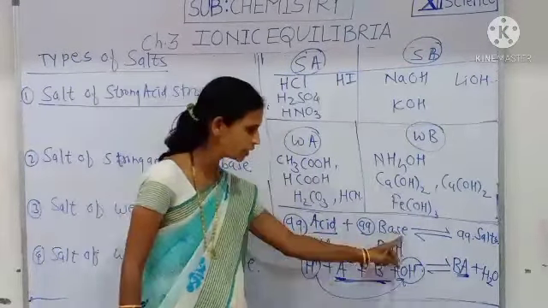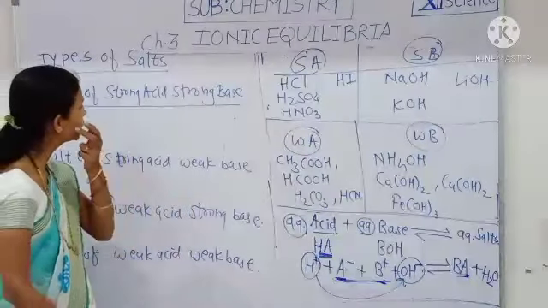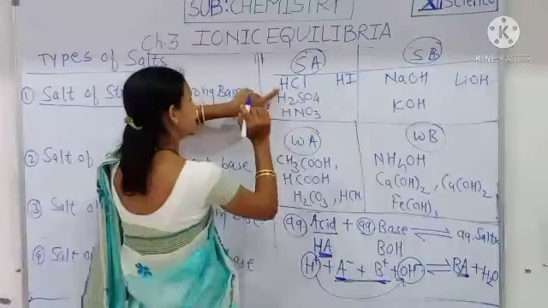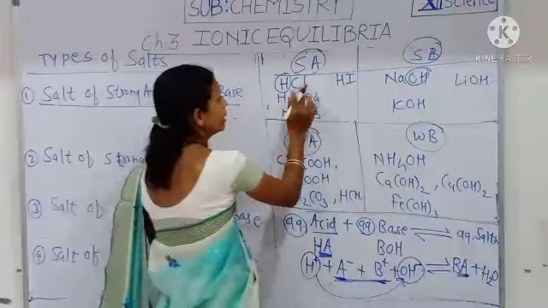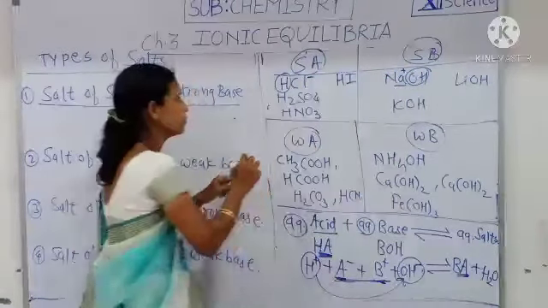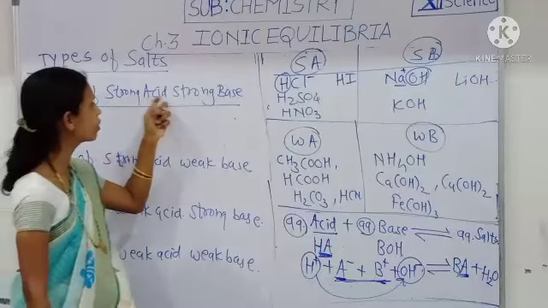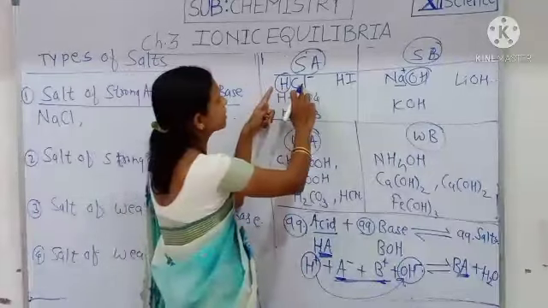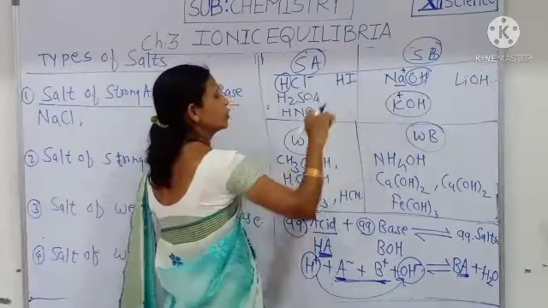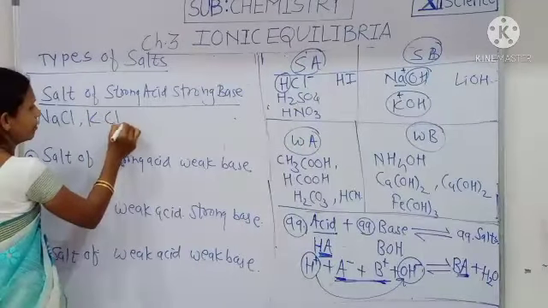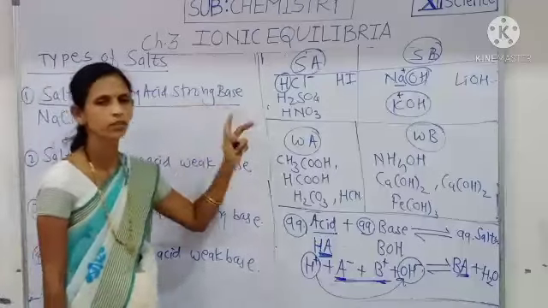Then the type of salt depends upon the nature of acid and nature of base. If this salt is obtained from strong acid and strong base, then it is a salt of strong acid, strong base. Then see here, aqueous solution of HCl combines with aqueous solution of NaOH, then H plus ion and OH minus ion interact to give water, and the remaining Na plus ion and Cl minus ion form the salt NaCl. That means here NaCl is a salt of strong acid, strong base. Similarly, aqueous solution of HCl and aqueous solution of KOH, when they interact, give salts like KCl. That means KCl is also one of the types of salt of strong acid, strong base.